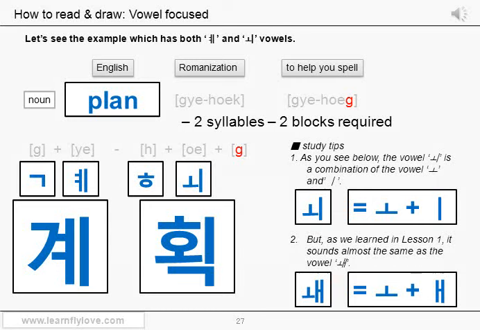So the vowel in the second block sounds we. Okay? And the final is G, like G in English. So it's H, Hue, Huek. Kehuek. Plan.